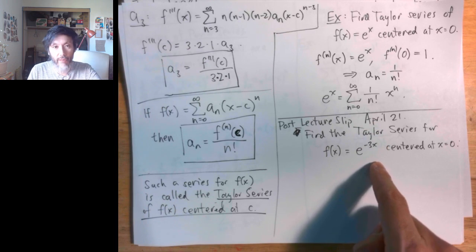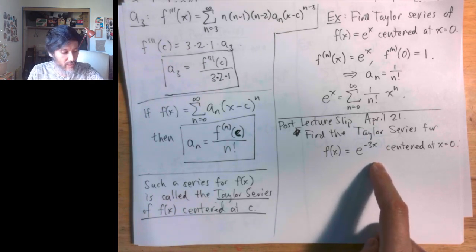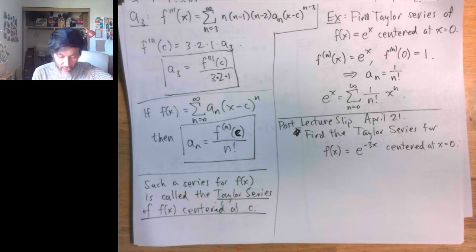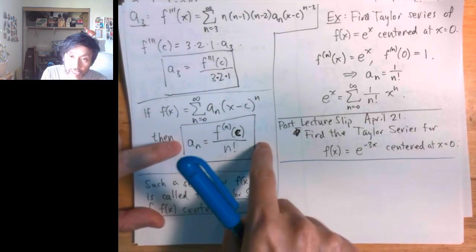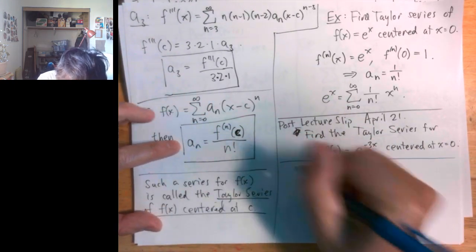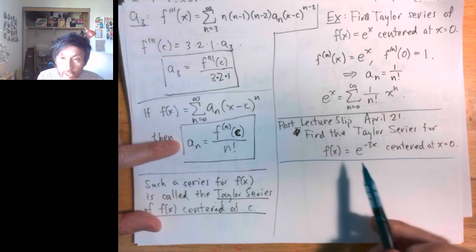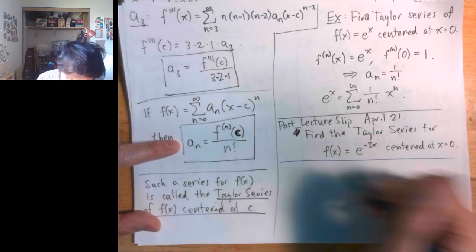And then the question that I asked you at the end was, can we find a Taylor series for e to the negative 3x? And I want to give you two methods today for finding that. The first method is probably the more straightforward route, which is just to use this result here. So the question is, what is the nth derivative of this function e to the negative 3x?